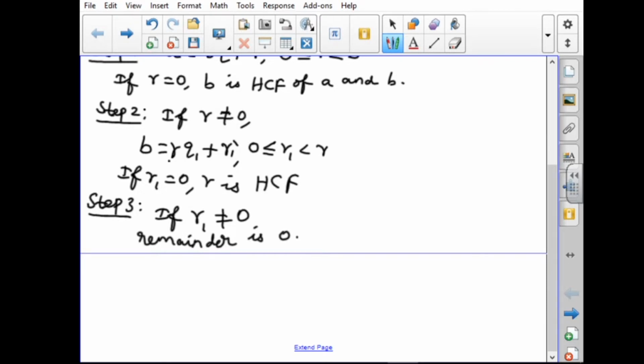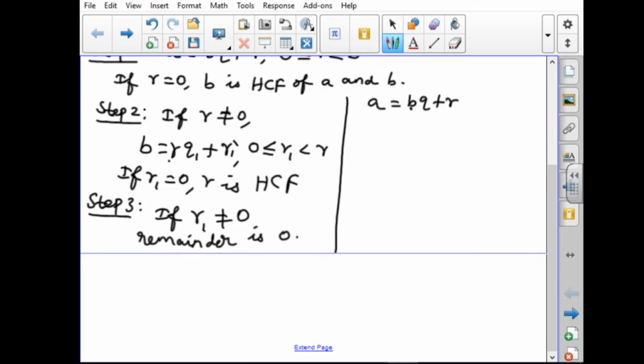Okay. Once again you have to see the conclusion of the division algorithm. Step 1, first we take the division lemma A equal to BQ plus R. This is the division lemma. Here A is the dividend, B is the divisor, Q is the quotient and R is the remainder. In the first step, R equal to 0 means B is the divisor, and that is the HCF. R equal to 0 means B is the HCF.